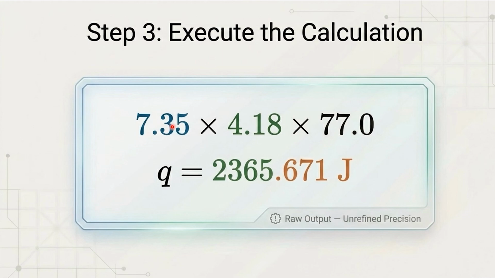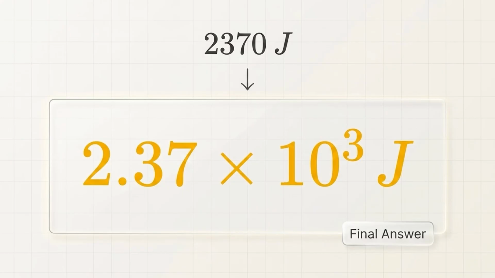Multiplying these three numbers out gives us a raw, unrefined mathematical output of 2,365.671 joules. That is a pretty big number, and it represents a truly massive amount of molecular movement and energy transfer happening inside that water. And finally, for standard academic formatting, especially since we are dealing with large thermodynamic values, we want to finalize this answer using scientific notation. We can express it cleanly and professionally as 2.37 times 10 to the power of 3 joules. And there we have it. That is the polished, fully accurate final answer to our problem.